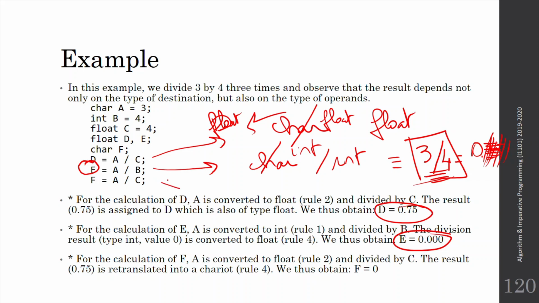A over c. Again here, a is a char, c is float, so a will be converted to float. Float over float will be a float. So a over c would be equal to 0.75 here, because the value is of float type. And then I will put it in f. F is of type char. So char is an integer type. So I will drop the 0.75 and we will store in f the value of 0. So it's very important to pay attention to this in order to get the correct answer.